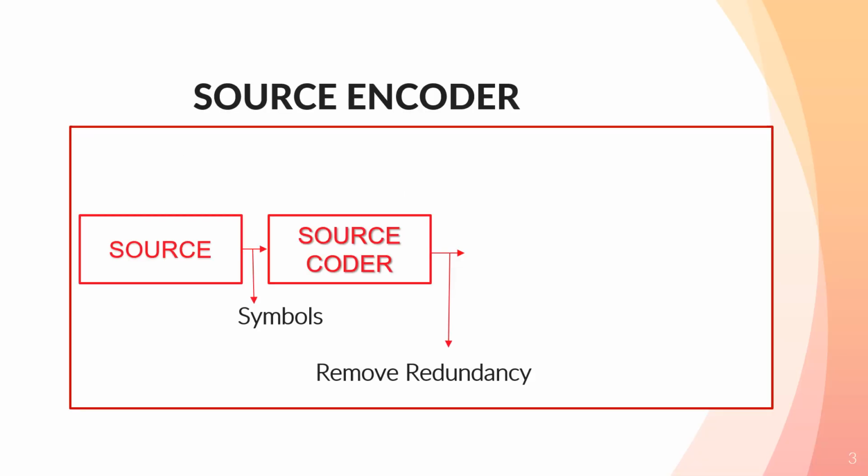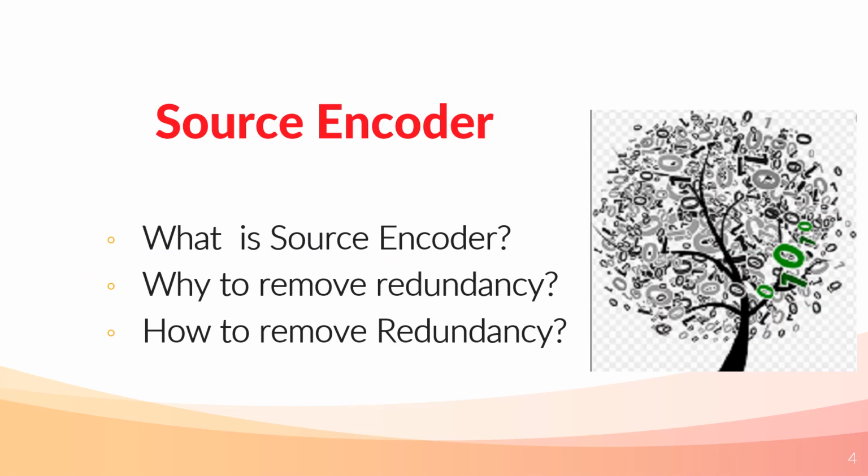So what is a source encoder? The symbols are generated out of the source, right? These symbols may contain redundant information. That redundant information is removed by the source coding technique. So we are going to learn what a source encoder is, why to remove redundancy, and how to remove redundancy.